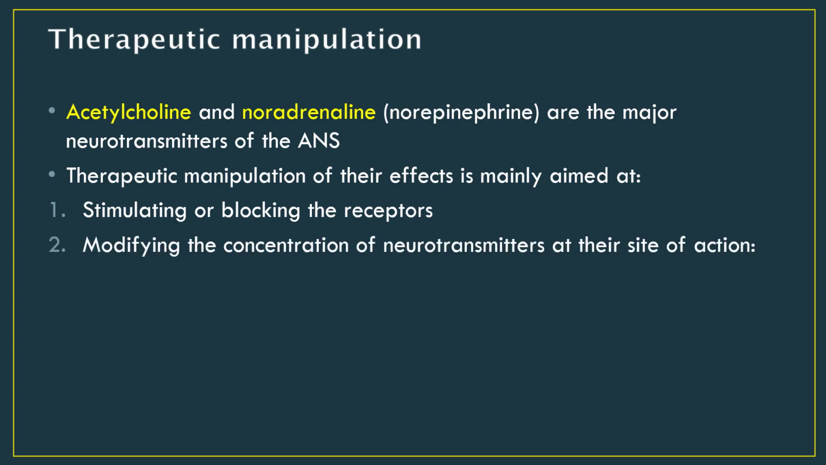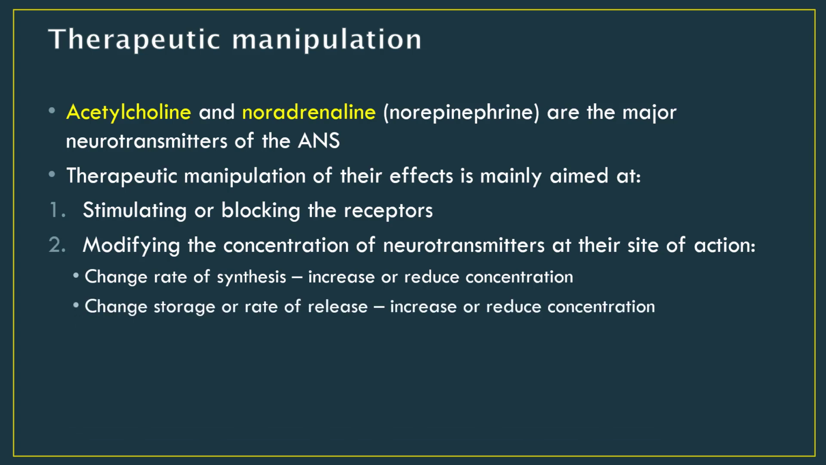We can modify the concentration of neurotransmitters at their site of action. And this could be achieved by many different mechanisms. Let me list a few here. You can change the rate of synthesis of neurotransmitters, either increase it or decrease it. You can change the storage or rate of release of neurotransmitters from the synaptic terminal. You could either increase or decrease the concentration as a consequence. You can block reuptake of the neurotransmitter by the synaptic terminal. That will cause increased concentration of neurotransmitter at the synapse.